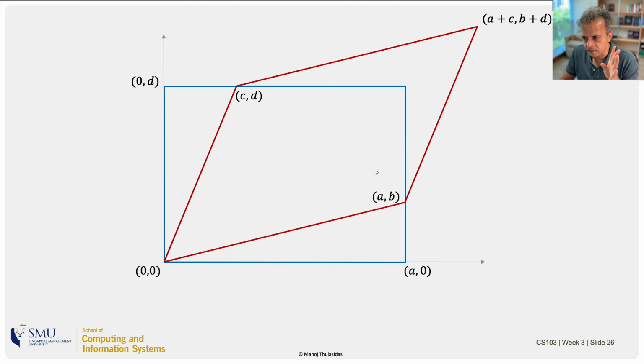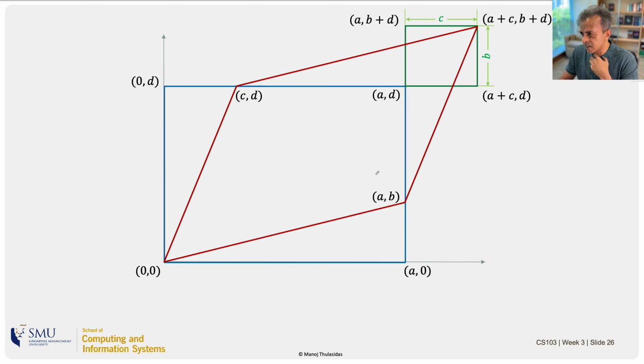Now let's consider a rectangle with side A along the x-axis and D along the y-axis. So the area there is AD. And let's consider another little rectangle there, the green one, with sides C and B. So you can see that that side is B, the vertical side, and the horizontal side is C. Now, what I'm claiming is that the area of the red parallelogram is the same as the area of the blue rectangle minus the area of the green rectangle. To see that, you can immediately see that that little wedge there is the same as the little wedge on top of the green rectangle.